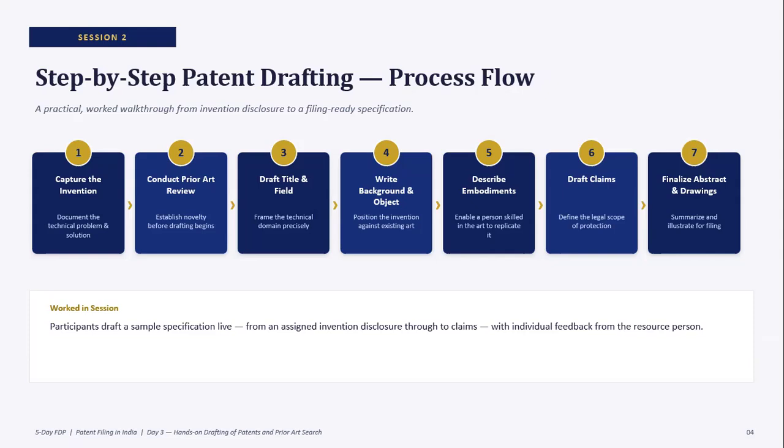In today's practical component, the participants will work on a sample invention disclosure and develop it progressively into a patent specification and claims with guidance and feedback during the session.